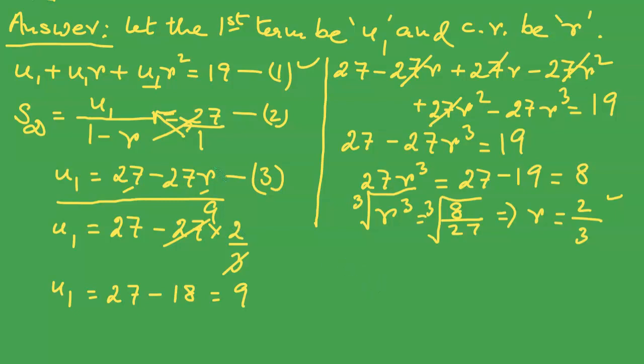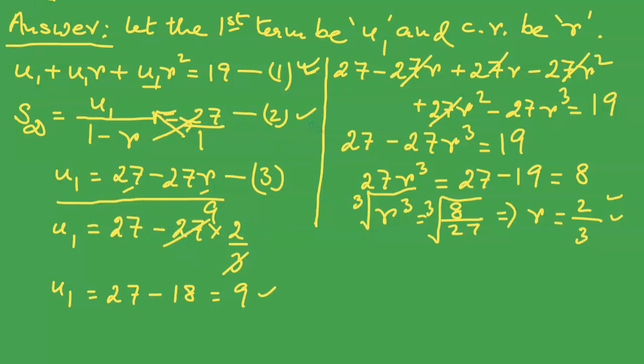Let us check one of the two equations. I am taking the second equation; I could have taken the first equation as well. I would ask you to check the validity of the first equation with these two numbers, 9 for the first term and 2 over 3 for the common ratio.